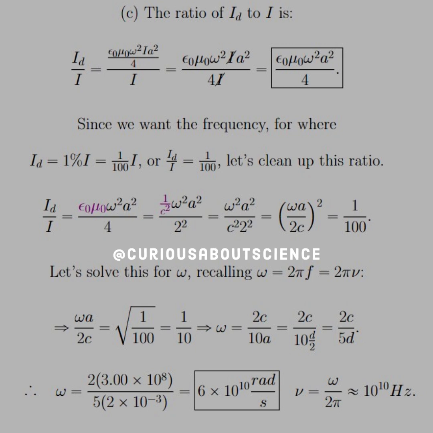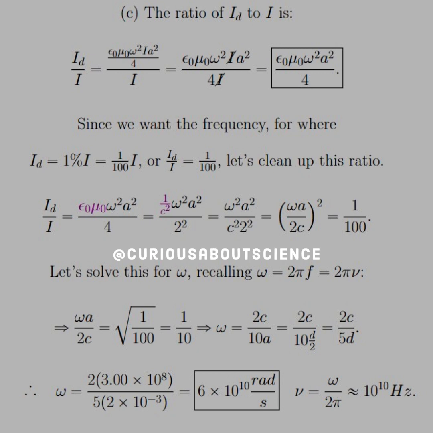So if we want to find the ratio of the displacement current to I, we see that I_D divided by I, if we plug it all in, the currents cancel, and that's why we substituted it back in part A. The ratio is equal to epsilon naught mu naught omega squared a squared over 4. Since we want to find the frequency where I_D is equal to 1% of I, or 1 over 100 I, if we divide by I, then the ratio needs to equal 1 over 100.